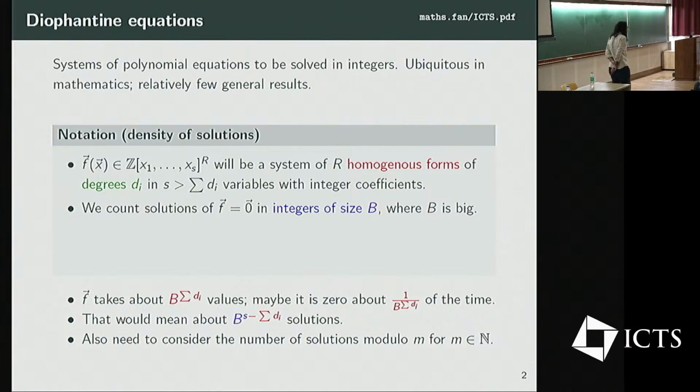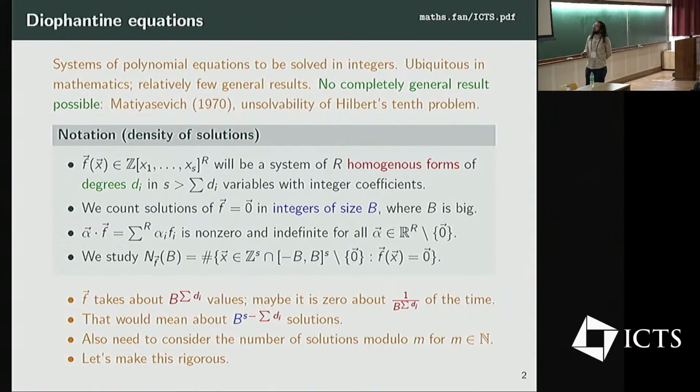So we might guess that since this is the collection of values it ranges over, maybe it's roughly equidistributed in some very hand-wavy sense. So maybe the probability of being 0 is around 1 over B to the sum of the degrees. There are about B to the S tuples of integers of size capital B, and so that suggests that we should have about this many solutions. So this can't be quite right.